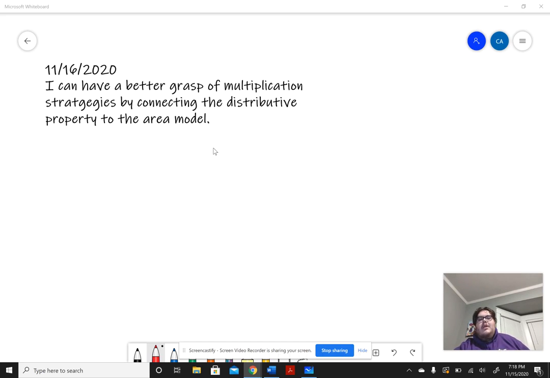But today we are talking about 11/16/2020, and we are talking about this objective here that says I can have a better grasp of multiplication strategies by connecting the distributive property to the area model.